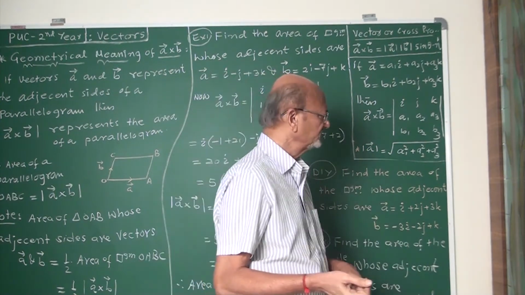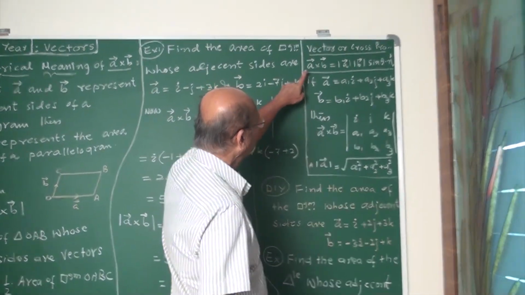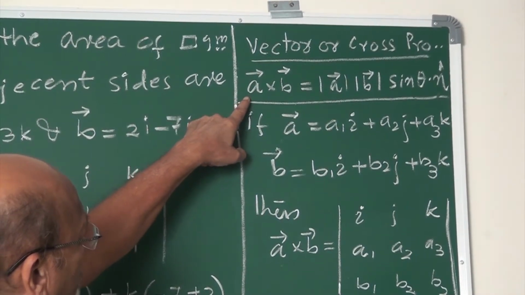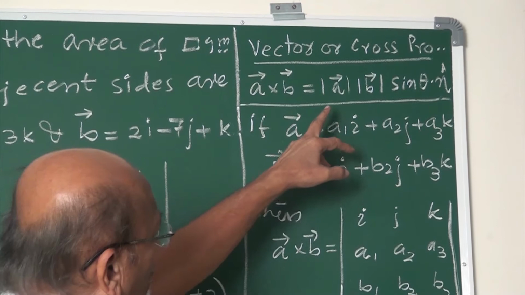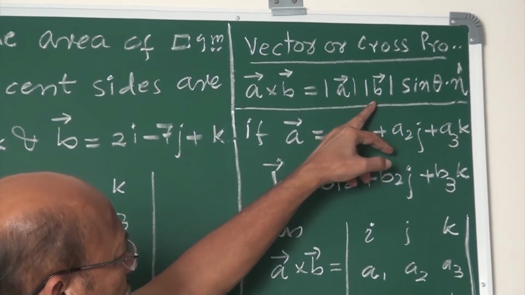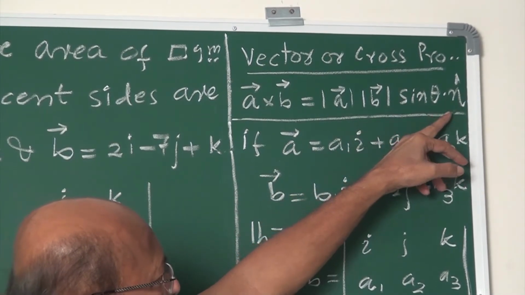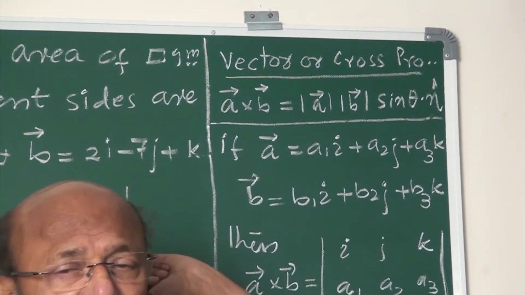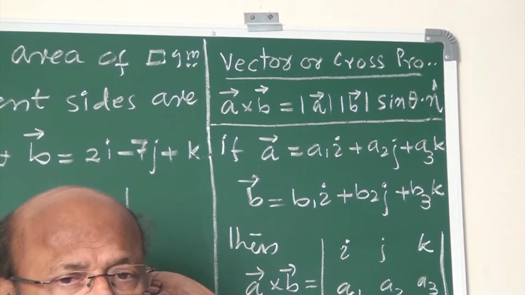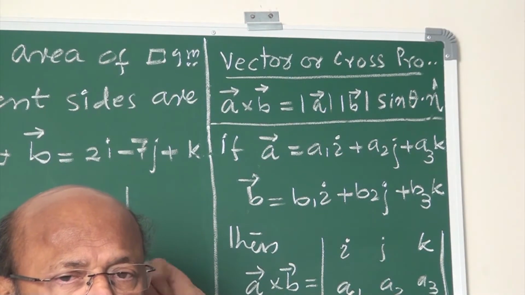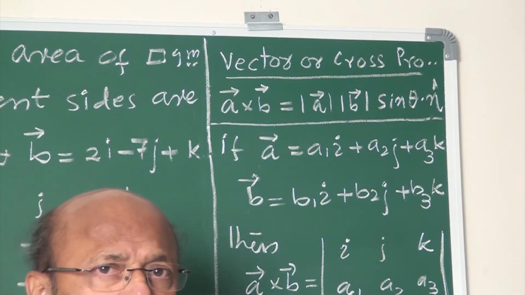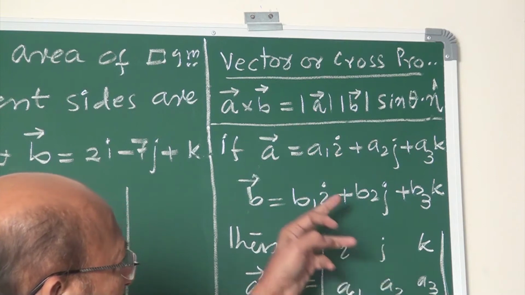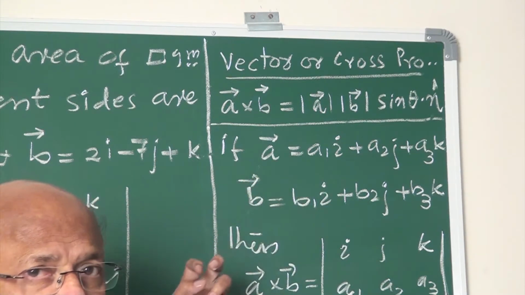One minute, my friends. I will just remind you of the definition of the vector or cross product. A cross B equals magnitude of A into magnitude of B into sine theta into eta cap. What is eta cap? Eta cap is the unit vector in a direction perpendicular to both vectors A and B, or perpendicular to the plane containing the vectors A and B.